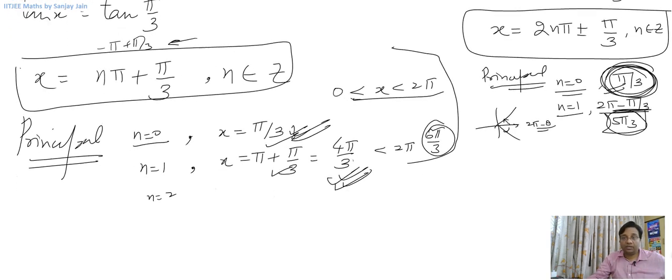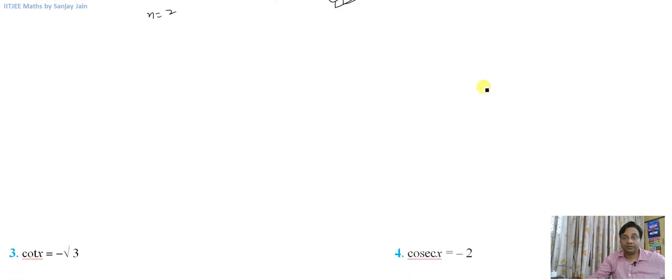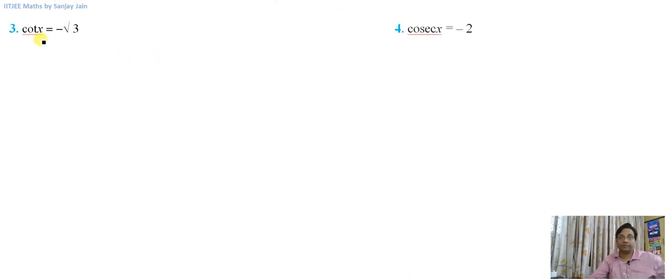Now let us look at the next one. Cot x equal to minus root 3. So if I think in terms of tan x equal to minus 1 by root 3, and if it would have been 1 by root 3, I would have said the angle in the first quadrant would be pi by 6. Now this is in the fourth quadrant, so I'll say the angle is minus pi by 6.